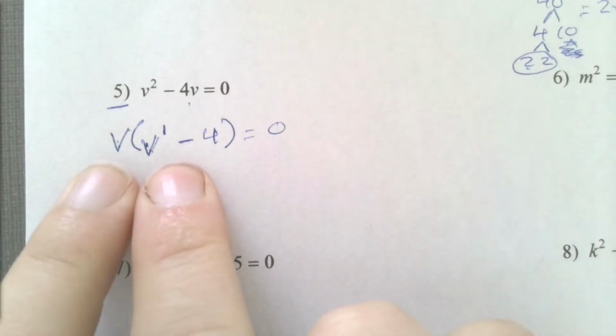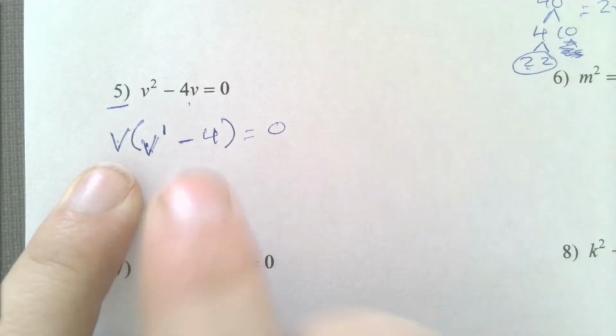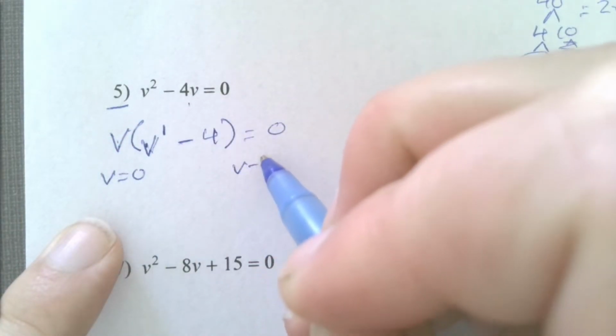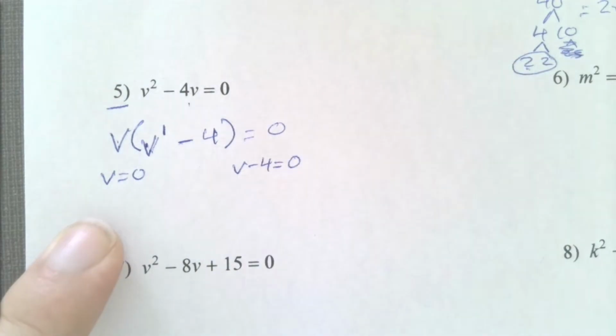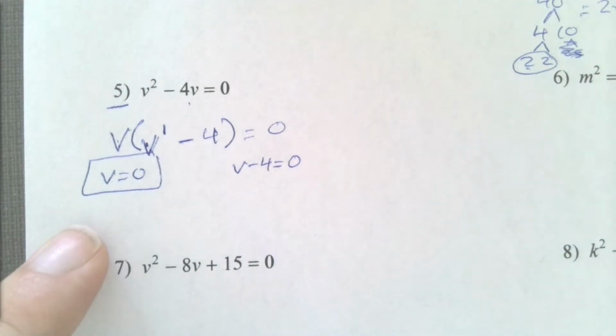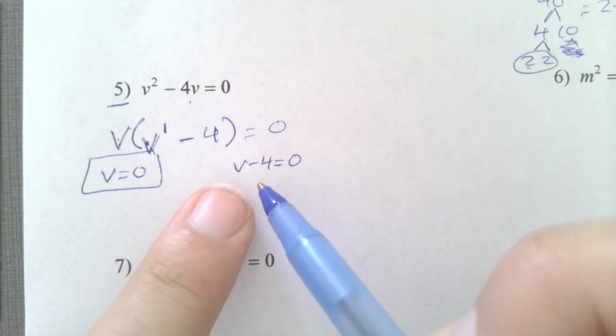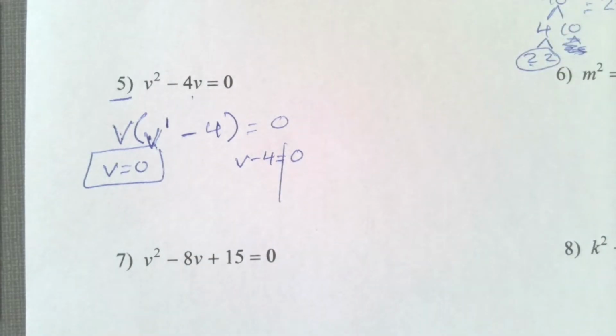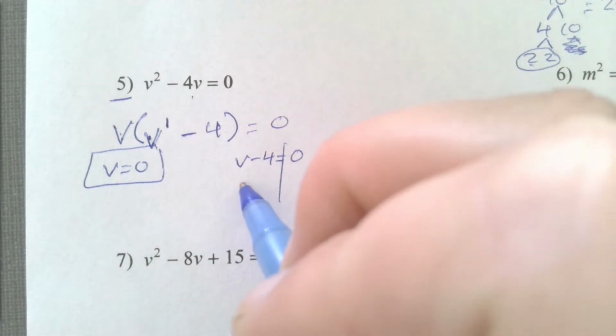See how I'm multiplying two things? So I set each part equal to 0. This one's already solved. I don't have any more work on that one. How do I get the V by itself? Plus 4 to both sides, exactly.